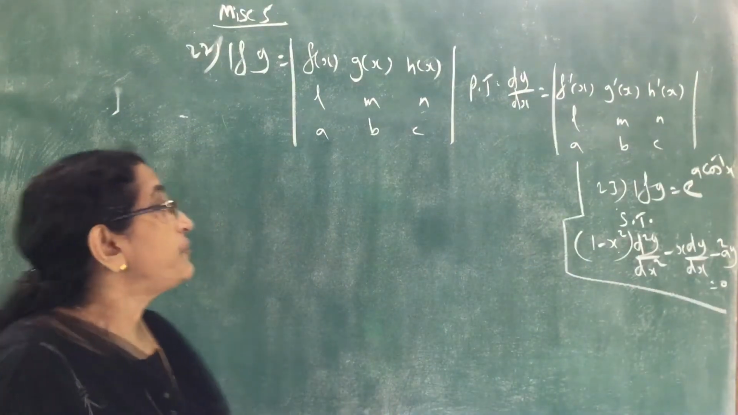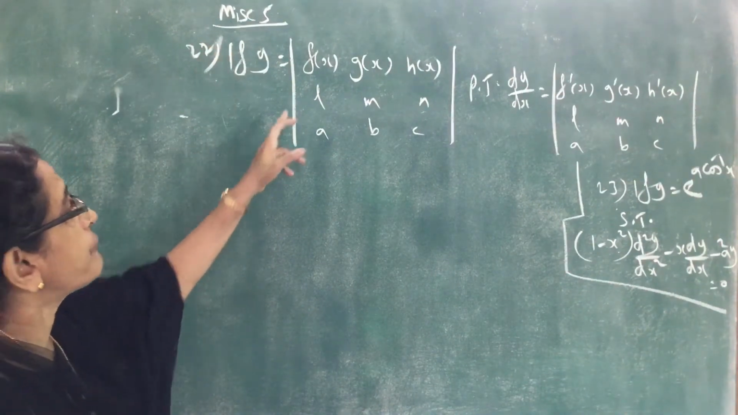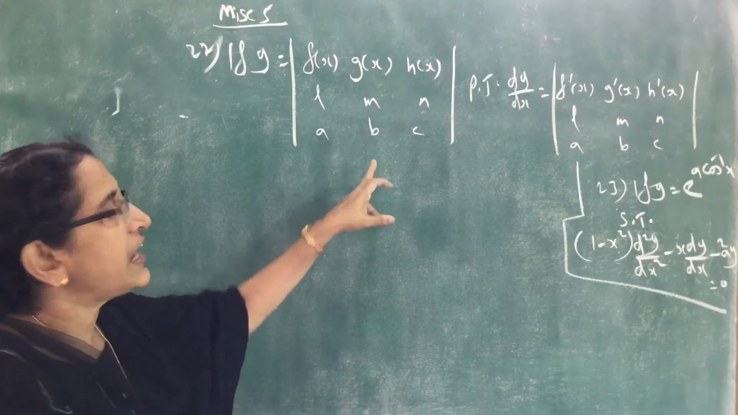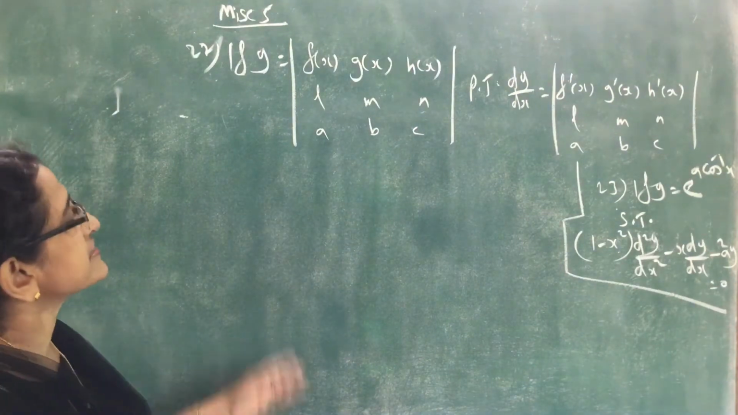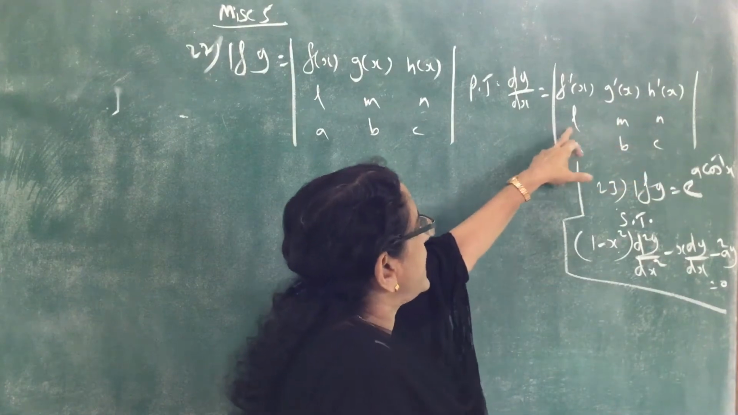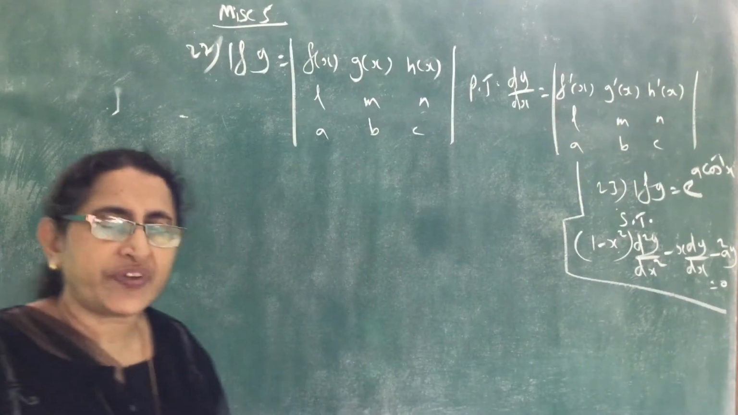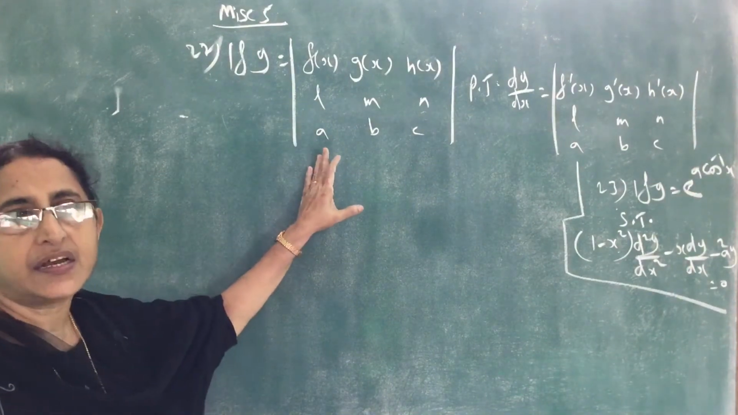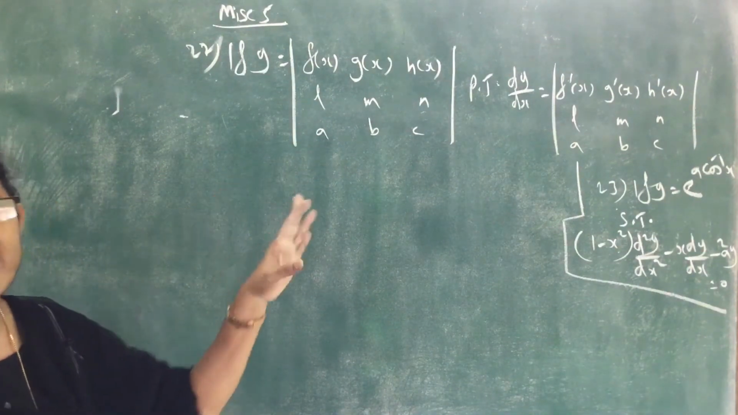22nd one. If y equals the determinant f of x, g of x, h of x, L, M, N, A, B, C, then prove that dy by dx, the derivative, is the determinant f dash x, g dash x, h dash x, L, M, N, A, B, C. So we have to prove that. First, given that y equals this determinant, using this we can expand the determinant.